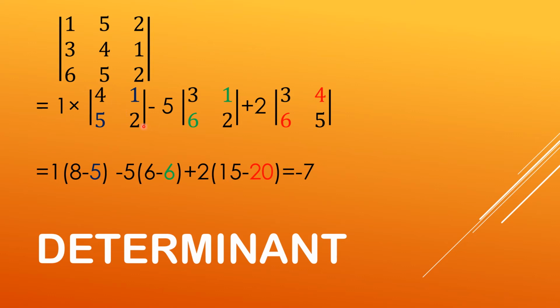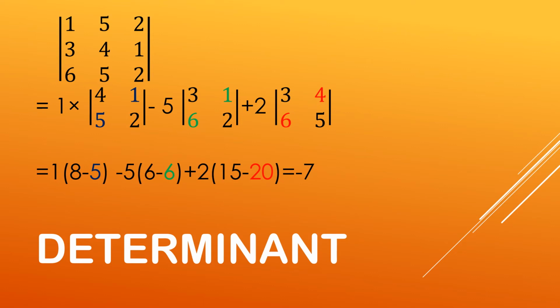1 into 4 into 2 minus 5 into 1. That is 8 minus 5. Minus 5 into 3 into 2 minus 6 into 1. That is minus 5 into 6 minus 6. Plus 2 into 3 into 5, 15, minus 6 into 4, 20. Equal to minus 7.